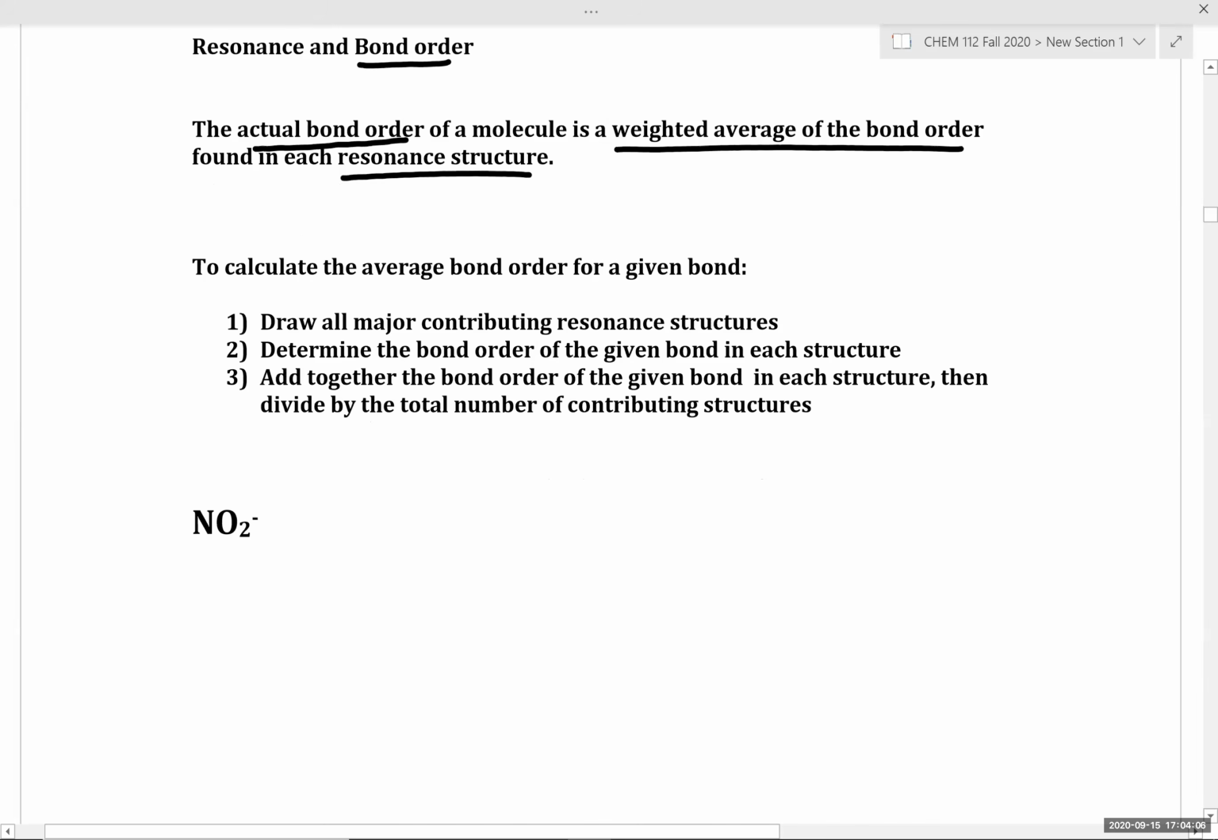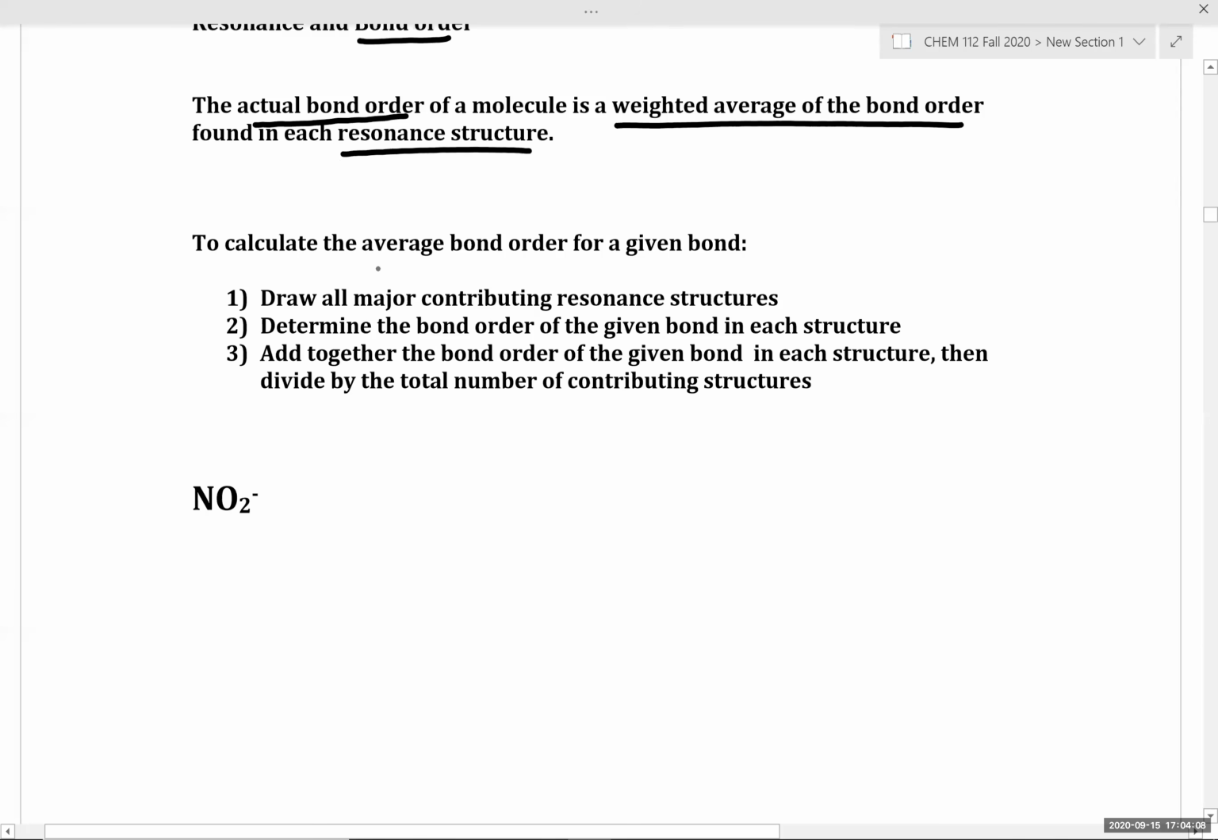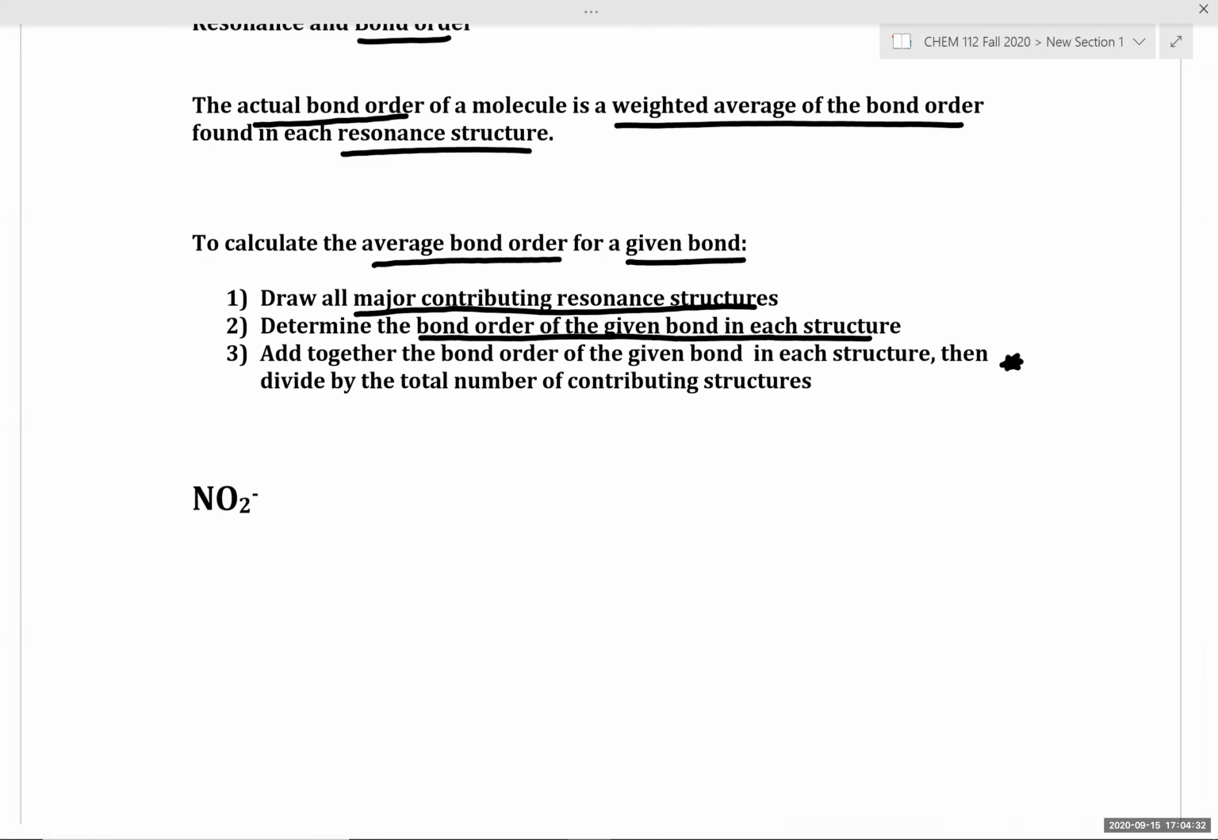So for example, if you're trying to calculate the average bond order for a given bond, first and foremost, you need to draw all the major contributing resonance structures, determine the bond order of the given bond in each structure, and then take the average of each of the bond orders observed for that bond in each of the contributing resonance structures.